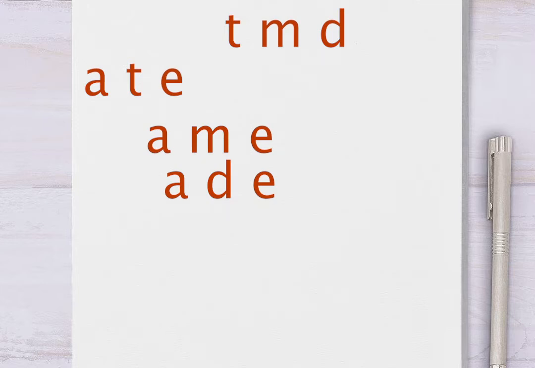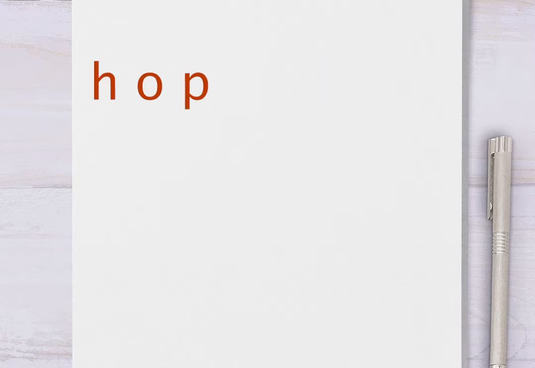Let's move on to another set of words. We've already studied the word hop. Hop is spelled H-O-P, but you know that already. Can you tell me whether it's an open or a closed syllable? Right again, it's a closed syllable.